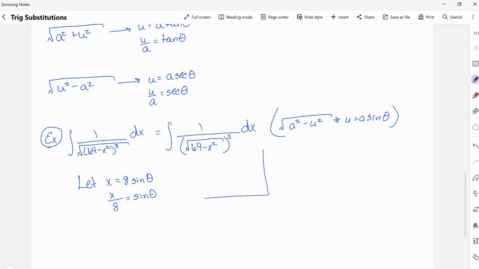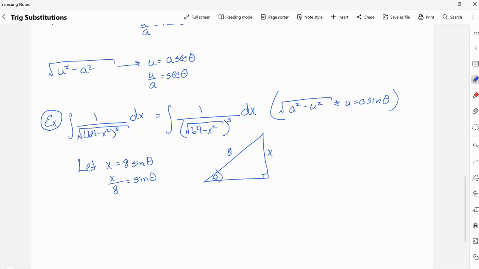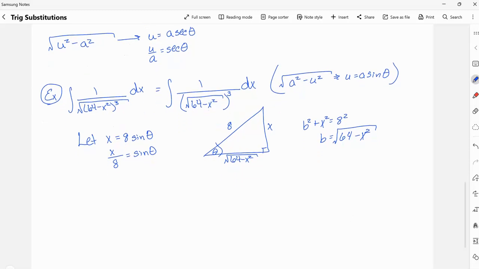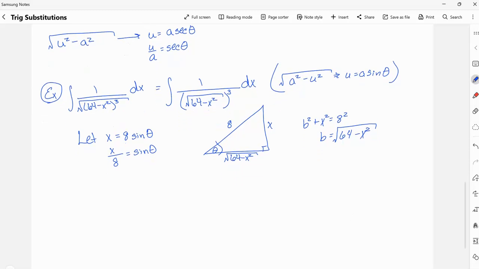That's enough information to build a triangle. So let's build our right triangle here. Sine is opposite over hypotenuse. To find this side, we would use the Pythagorean theorem. So b squared plus x squared is equal to 8 squared. And if I solve it for b, which is what I would call this side, it would be 8 squared, which is 64, minus x squared, and then I would take the square root. I'm going to write this out to the side.